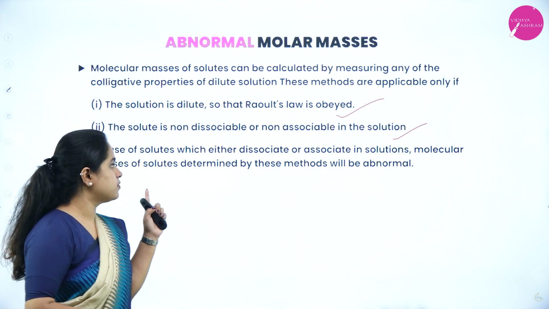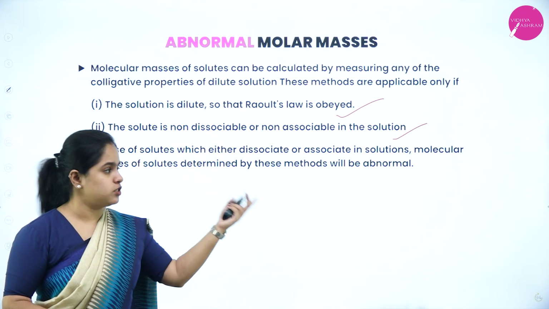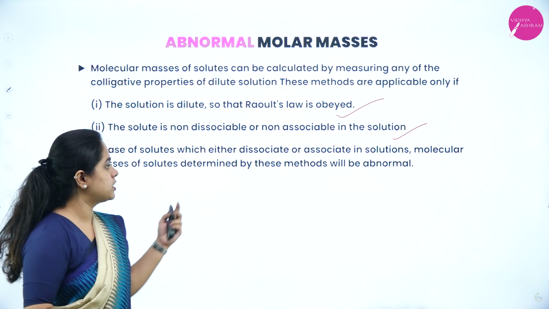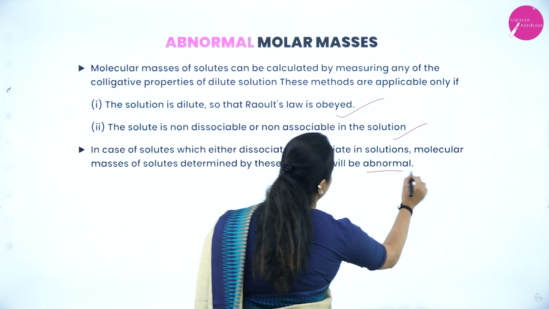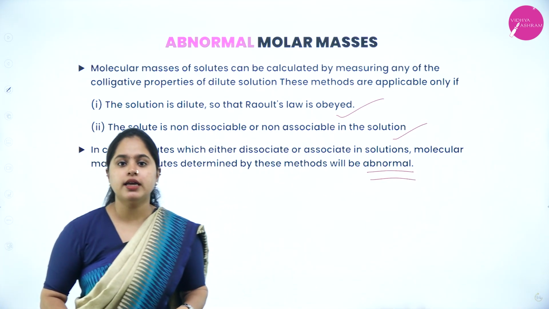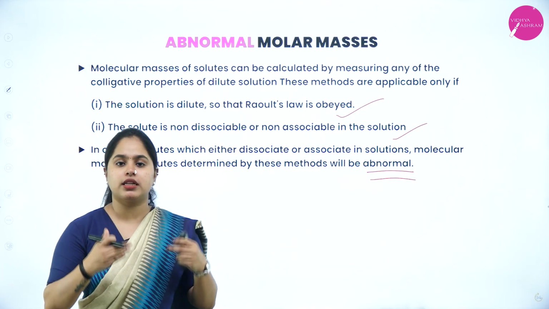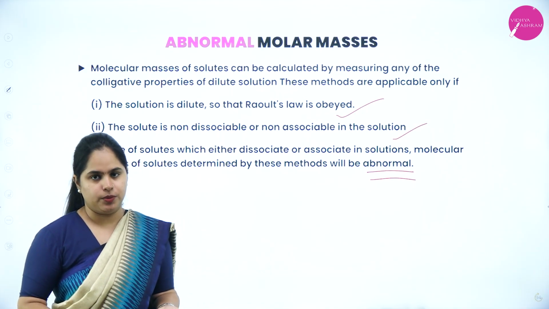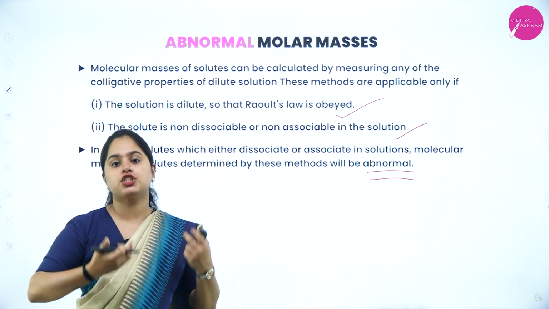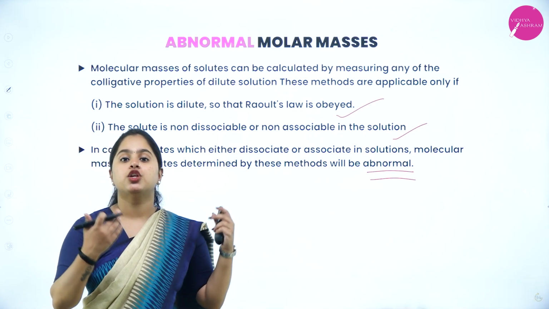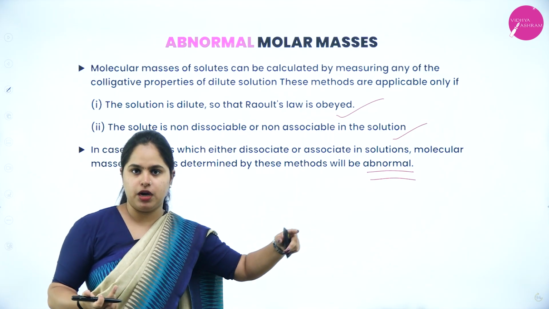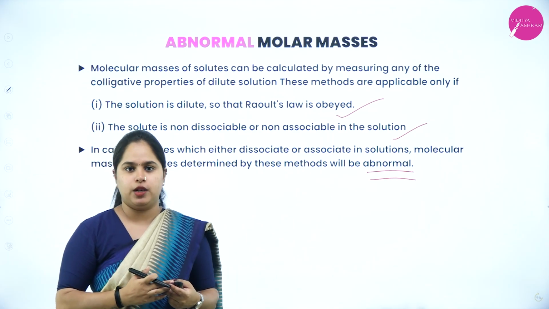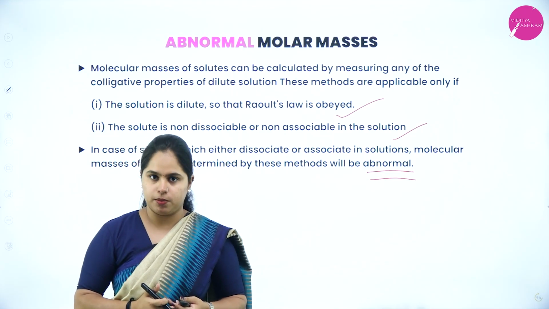Now, in case of a solute which undergoes either dissociation or association, the molecular mass of the solute determined by these methods will be abnormal. Actually, you are supposed to get the perfect value through the colligative properties calculation. But when dissociation or association is taking place, you will get abnormal molecular mass. That means it will be either more or less than the expected value. So that is abnormal molar mass.